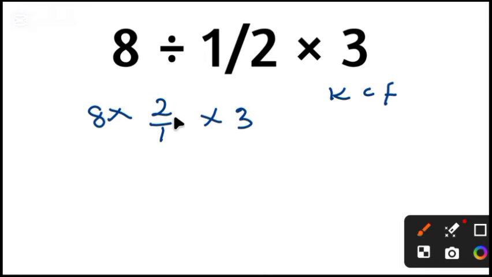Now we have 8 times 2, which is 16, times 3. 16 times 3 is 48. So the correct answer to this equation is 48.